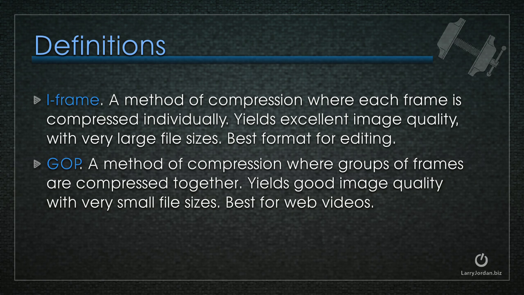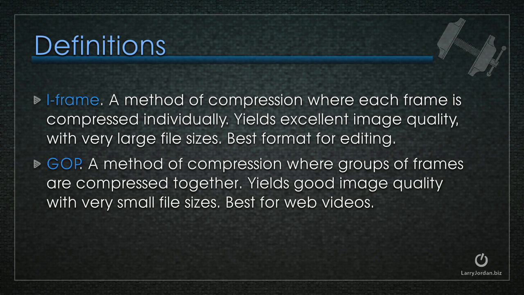A few more definitions before we wrap up. iframe is a method of compression where each frame is compressed individually. This yields excellent image quality, but creates very large file sizes. This is the best format for editing. Digibeta, DV, ProRes are all iframe-based codecs.